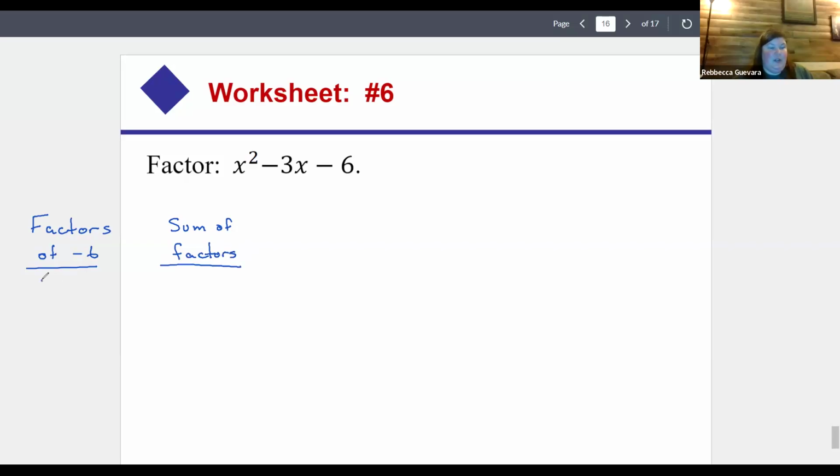So factors of 6 are 1, negative 6, that sums to negative 5. Or negative 1, positive 6, that sums to positive 5. Or we have 2, negative 3, that sums to negative 1. And then we'd have negative 2 times positive 3. The sum of those would be a positive 1. I ran out of factors of 6. I have 1 and 6 and 2 and 3. So what we have here is this one cannot be factored.